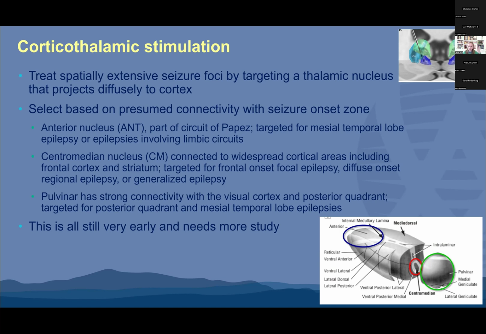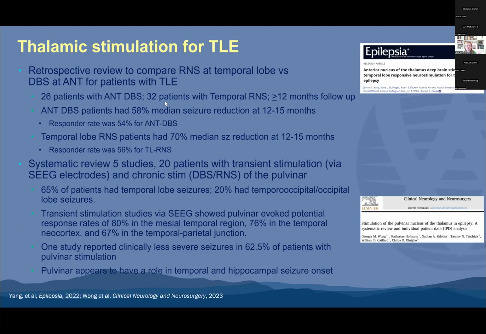The ANT is sort of more commonly targeted for mesial temporal epilepsy or limbic circuits, but pulvinar actually is also being studied, especially for posterior temporal lobe epilepsies, or also possibly for mesial temporal lobe epilepsies as well, but we still need a lot more data on it.